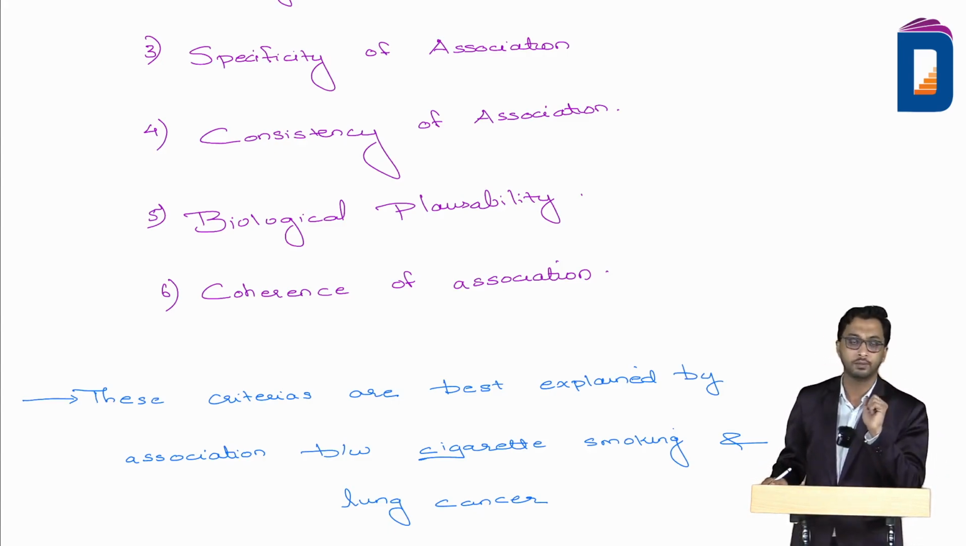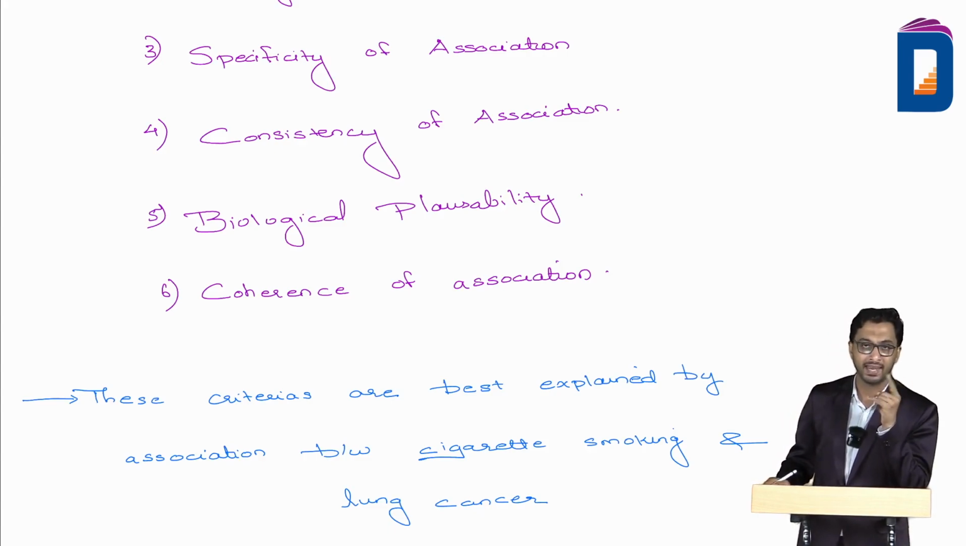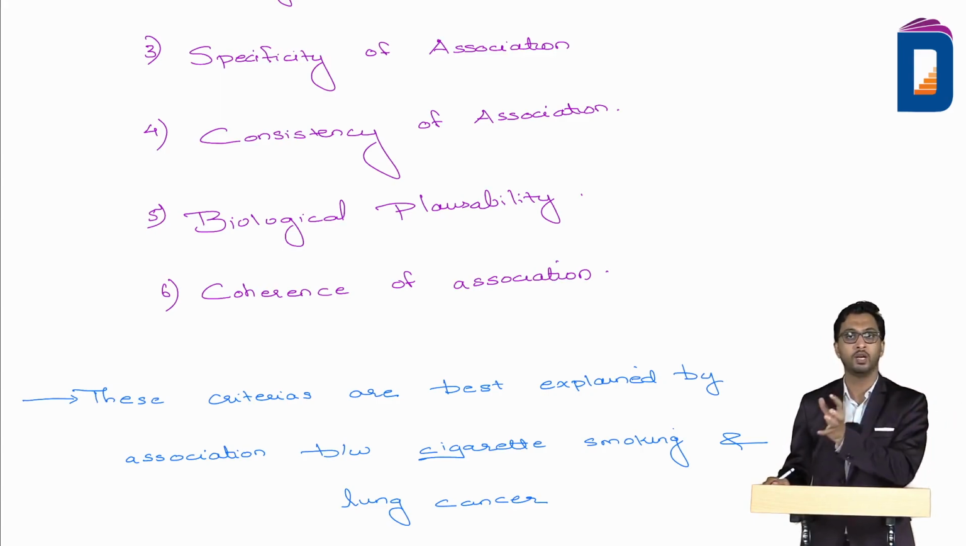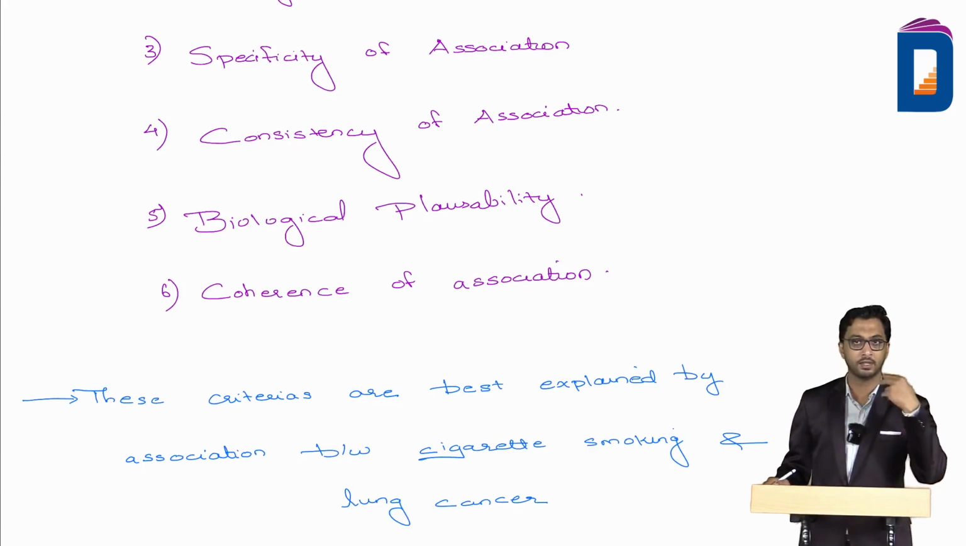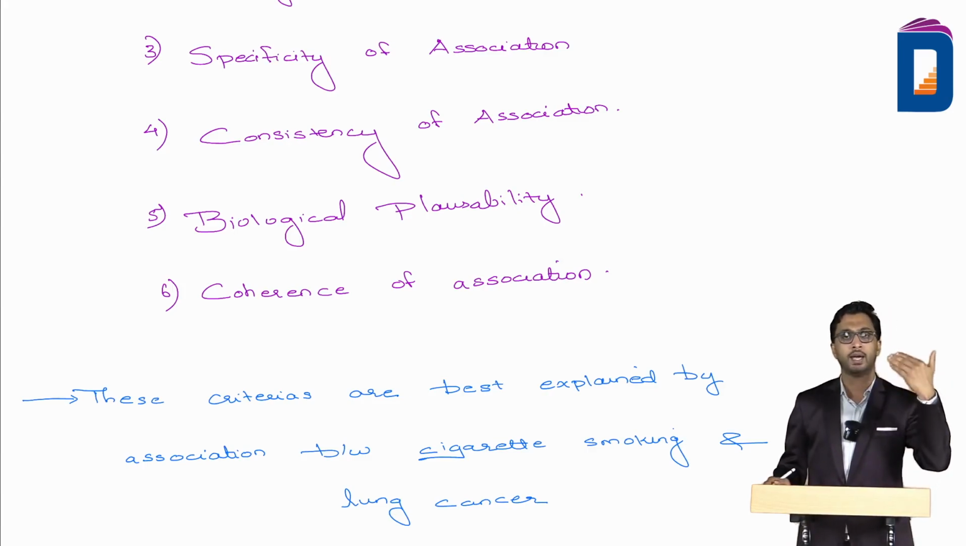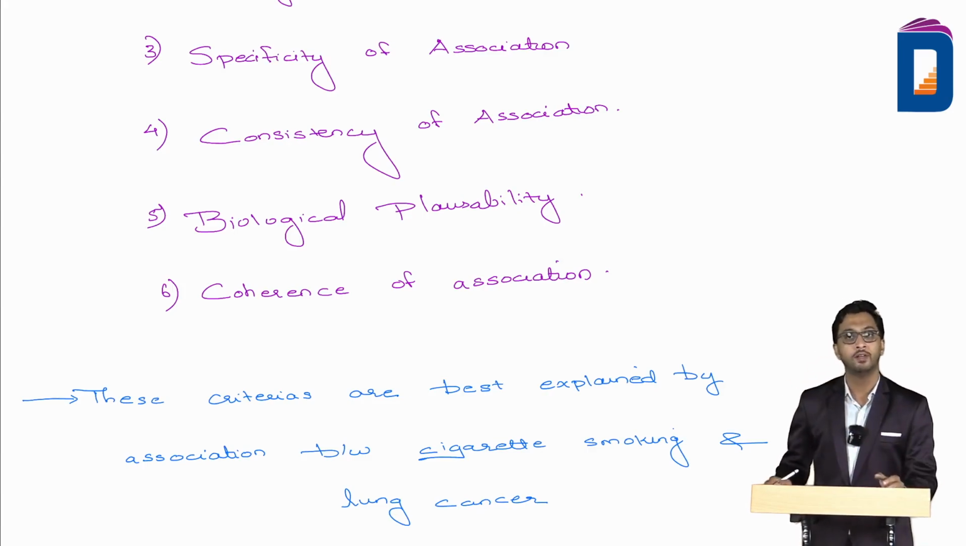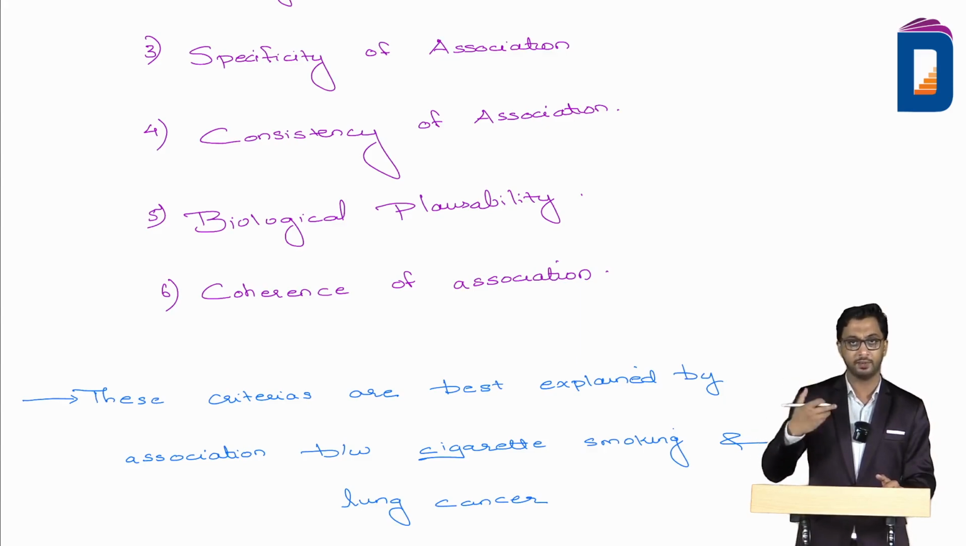Biological plausibility means, is there a biological mechanism which can explain the association between the cause and disease? For example, lung cancer and cigarette smoking. Is there a biological mechanism which turns cigarette smoking into cancer? Yes, metaplasia, which we studied in general pathology. Cigarette smoking for a continuous period can lead to metaplastic changes, then dysplasia, then you get cancer. So there is a biological plausibility, a biological mechanism which explains this.